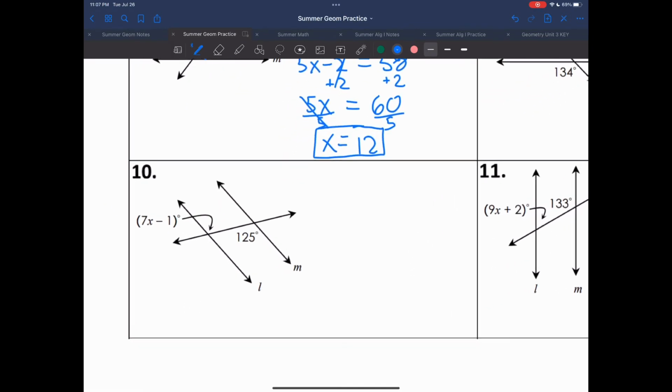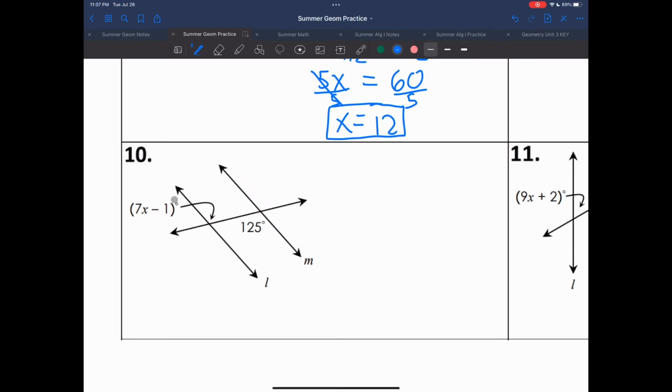All right, jumping to number 10. Okay, so they kind of show an arrow to this angle. So on this one, we're looking at this angle and this angle. So let's find our transversal. Those are on opposite sides, aka alternate sides. And then if we look at these lines, those angles are both on the interior. So this is going to be alternate interior.